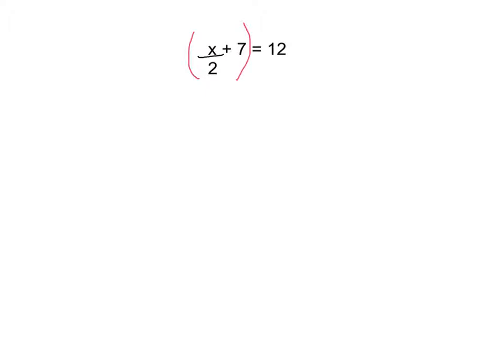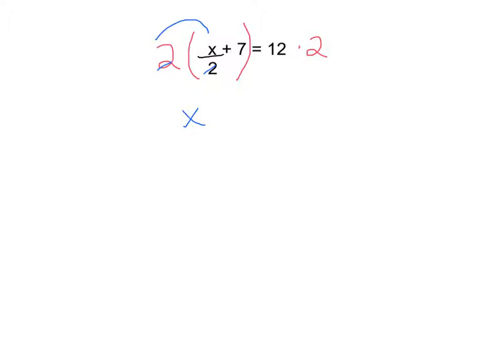The only thing that you have to do is make sure that you multiply everything on both sides of the equation by 2. And you can see that I've done that by putting x over 2 plus 7 inside that set of parentheses. Now I'm going to apply the distributive property. 2 times x over 2 means that the 2's cancel out and I am just left with x.